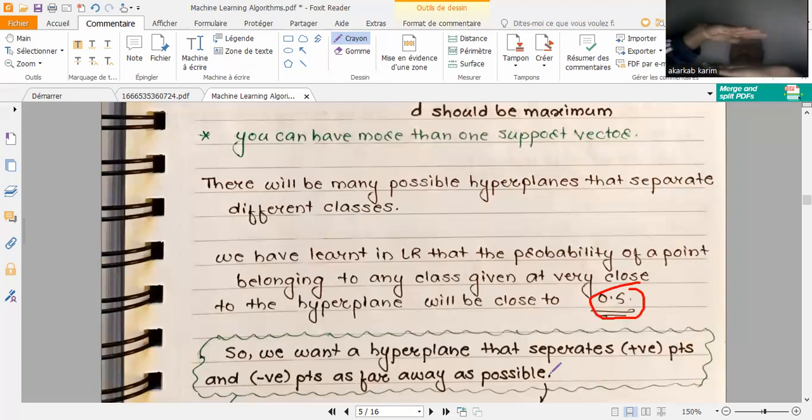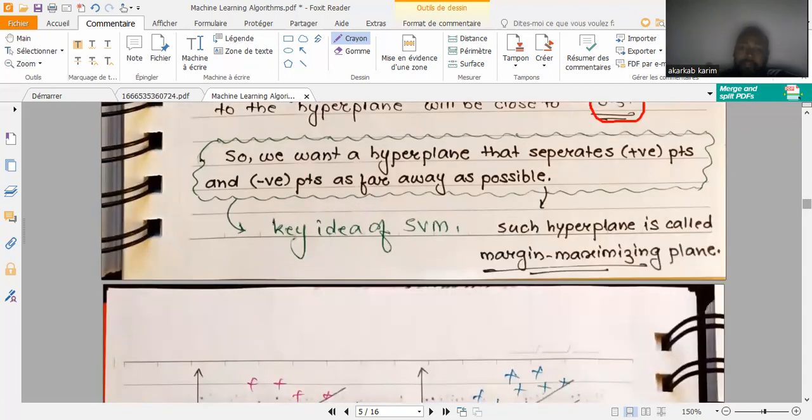Here we need to separate. We have positive points and negative points. We need to maximize this distance to make the separation clearer, because we need to finalize our model. That's why we need to maximize this distance. So the key idea of support vector machine is to make this separation clearer and maximize the distance between the marginal points.